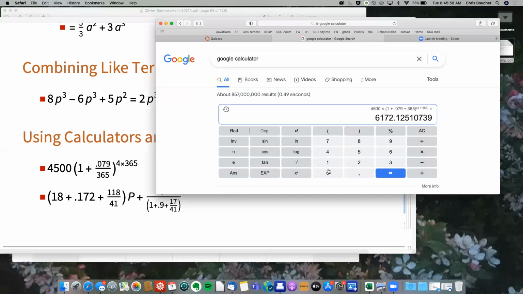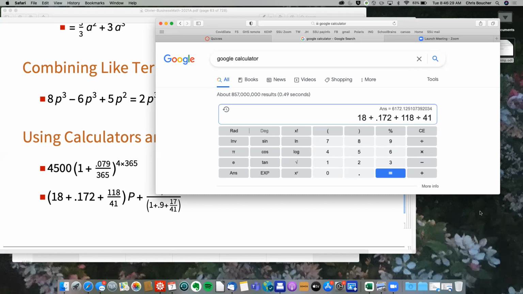So let's see, that's 18 plus 0.172 plus 118 divided by 41. Right? I don't need any parentheses there. It'll do the division first, which is what I want. If you put parentheses around this, you get exactly the same answer. So that's fine. Nothing wrong with that.